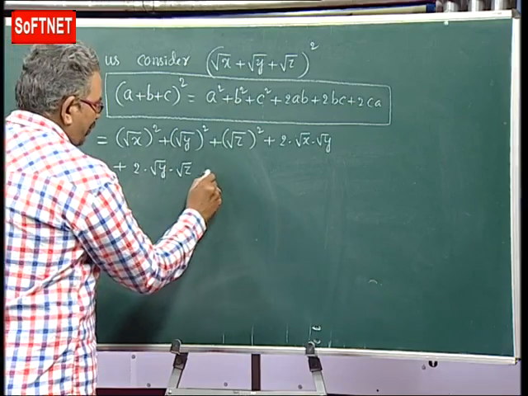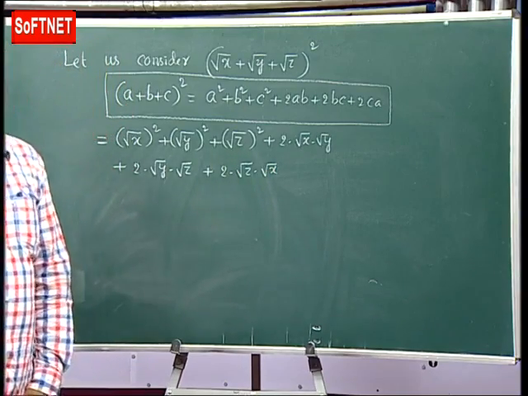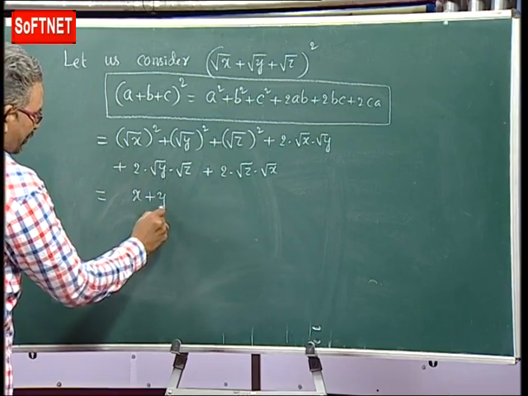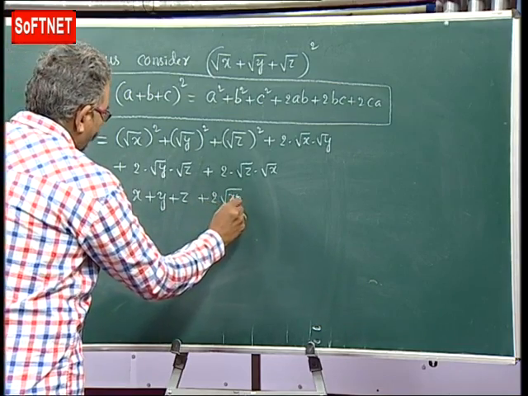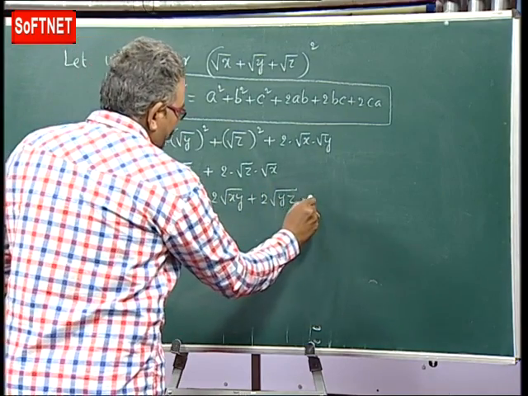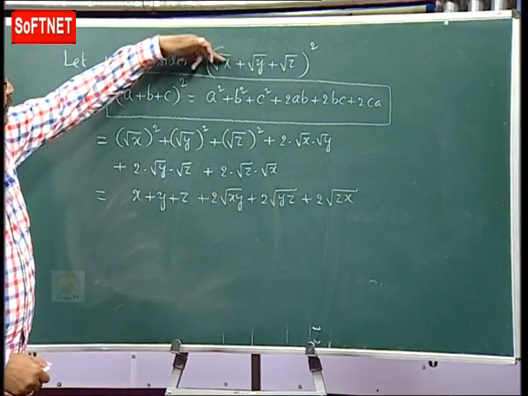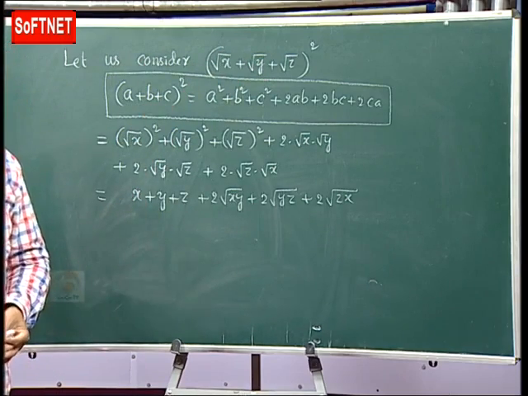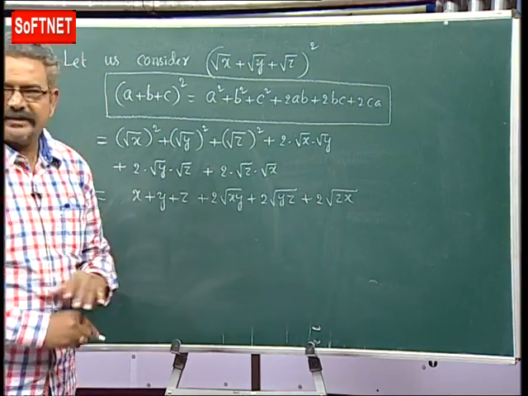Next, plus 2 root z into root x. Now we can write x plus y plus z plus 2 root xy plus 2 root yz plus 2 root zx. So, now root x plus root y plus root z whole square is equal to x plus y plus z plus 2 root xy plus 2 root yz plus 2 root zx.